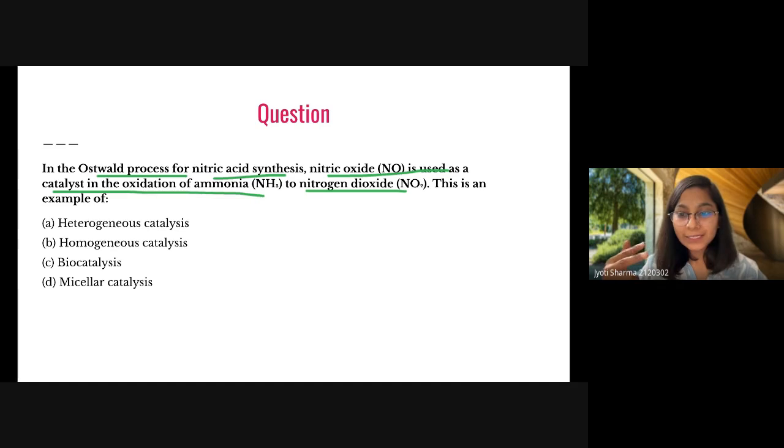Biocatalysis is nothing but enzymatic catalysis. So we need enzymes to increase or decrease the rate of the reaction. Micellar, we will talk about this as well. There is a tail and a head, the hydrophobic and hydrophilic parts, and that will increase or decrease the rate of the reaction. So what do you think? What should be the right answer here? Heterogeneous, homogeneous, biocatalysis, or micellar catalysis? I think right now you can give me the answer because I have already explained the things.